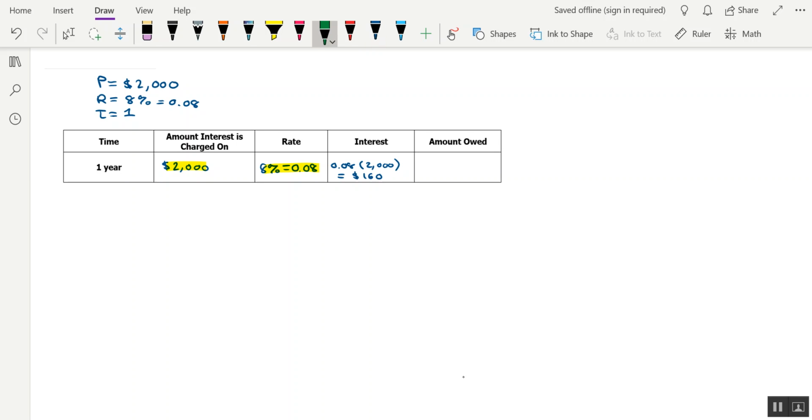So at the end of 1 year, the total amount that I owe is not just going to be $2,000, but also the $160. So after 1 year, the amount that I owe the bank is going to be $2,160. And this is an example of how simple interest works.